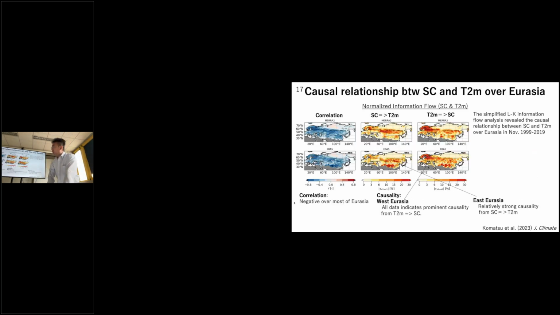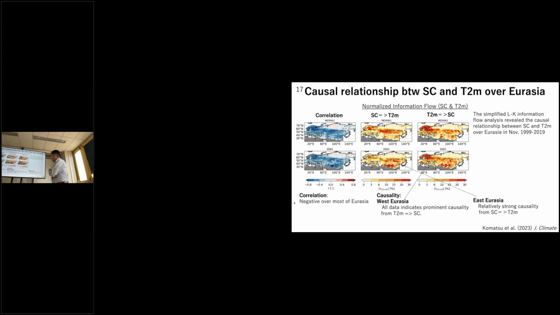First, we looked at the correlation. As I showed in the introduction, this is a simultaneous correlation between the 2-meter temperature and snow. We see all blue, meaning negative correlations. This means that if we have cold temperature, we have more snow, or we have more snow, and then that may lead to this cold temperature. So actually, the correlation doesn't show causality or the causal mechanisms in the process.